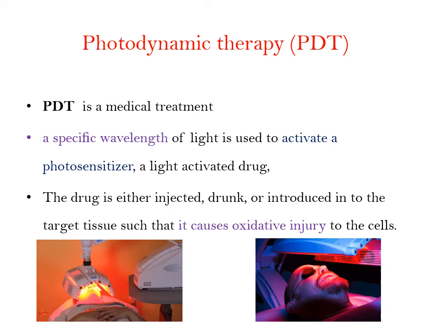In photodynamic therapy, a specific wavelength of light will be used to activate a photosensitizer, which is a drug. Then the drug will be either injected, drunk, or introduced to the target tissue to cause oxidative injury to the cell.